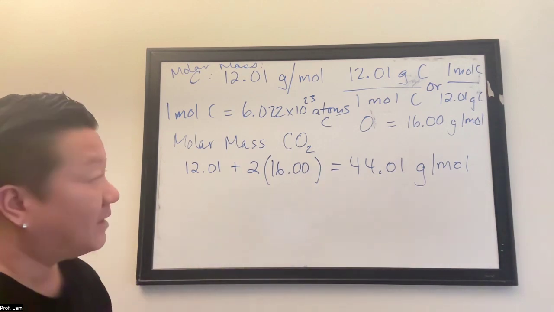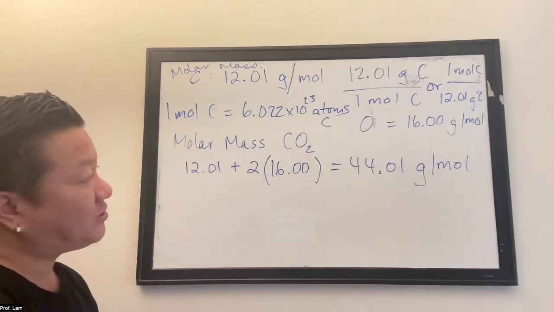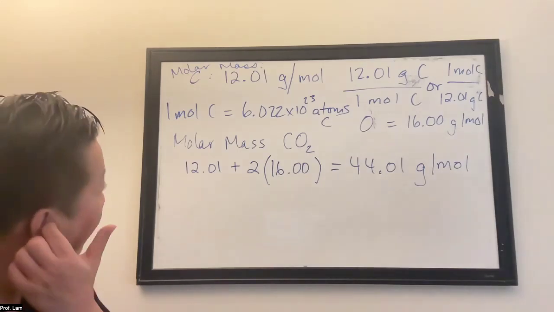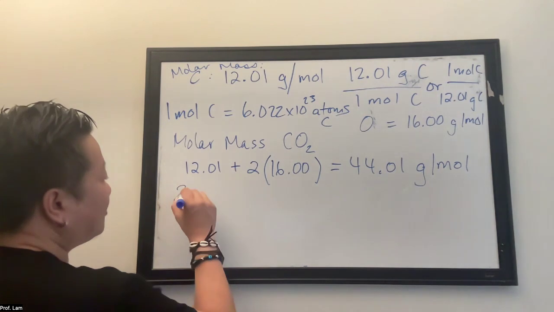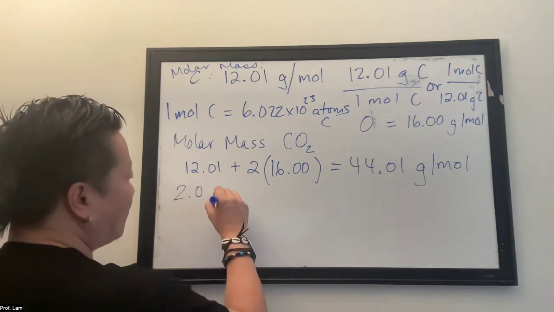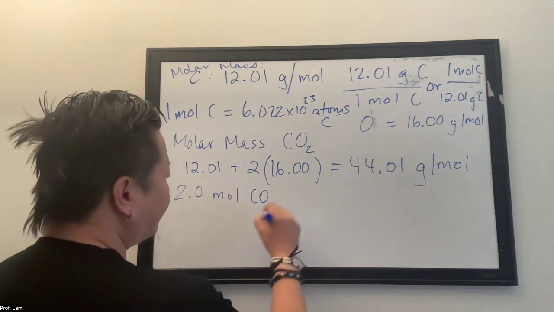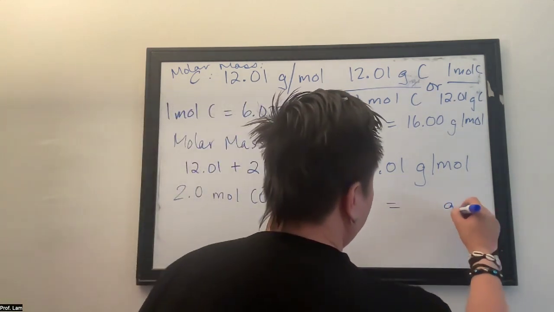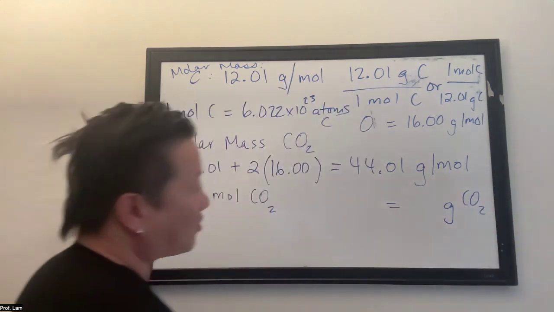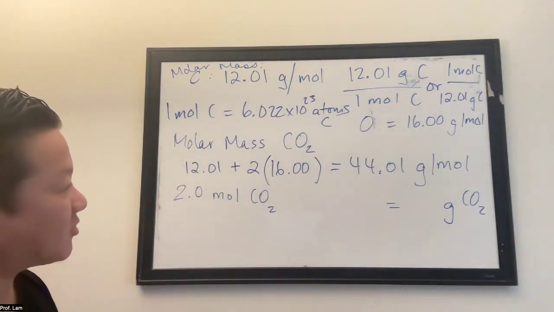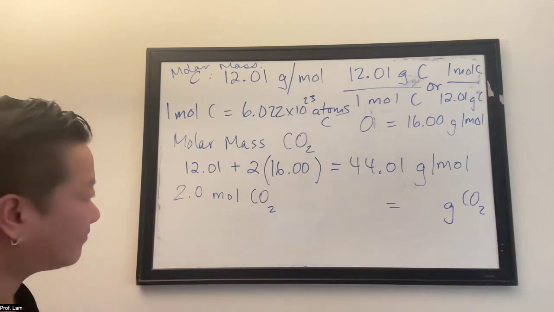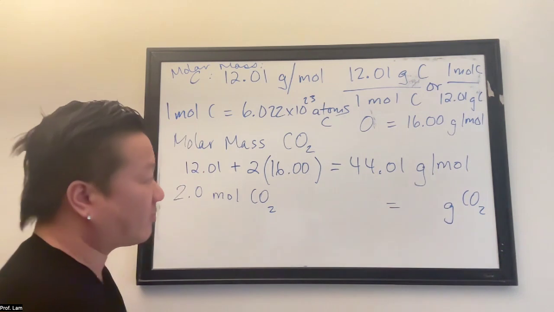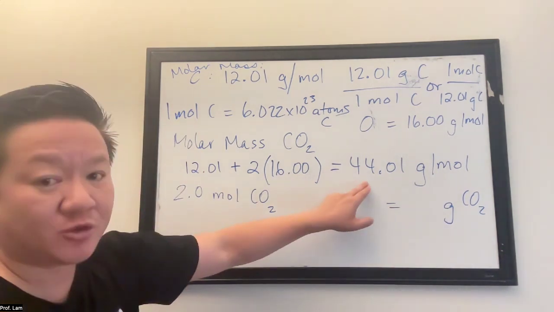Okay. So now that enables you to do certain calculations like, if I have 2.0 moles of CO2, okay? How many grams of CO2 is that? So we can ask that, right? So converting from moles to grams. Well, if in 1 mole there's 44.01 grams, in 2 moles there should be twice that.